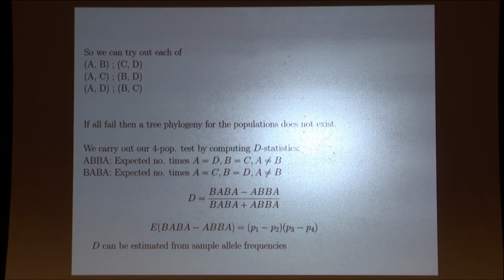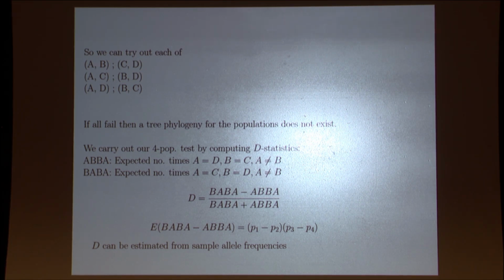I look at 4 alleles. I look at an allele in A, an allele in B, an allele in C, an allele in D. And I'm interested in situations where A and D match, B and C match, and A and B are different. Right. And I call that an ABBA event. That's because you've got A, B, B, A is the pattern.